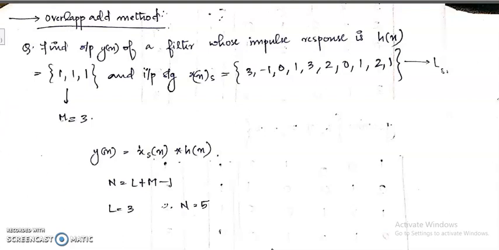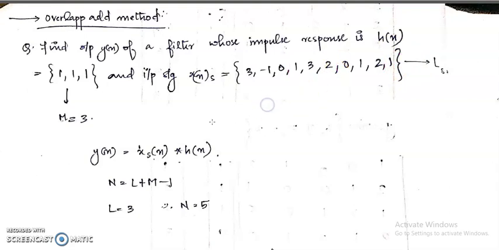So we can divide the input sequence like this. Each block has length 3. This is the first block, this is the second block, and this is the third block. The fourth block consists of only a single element, but we want to make its length 3. For that, we append zeros: 1, 0, 0. That is the last block.